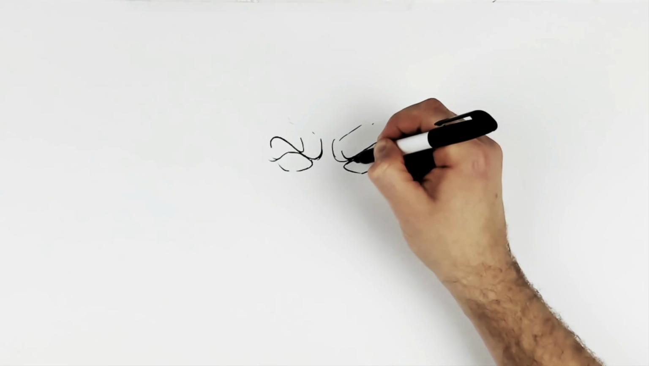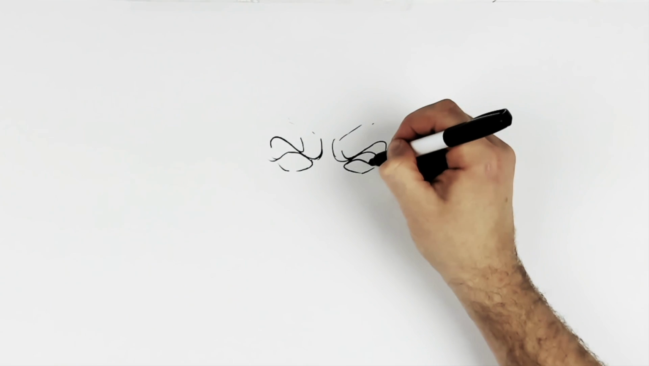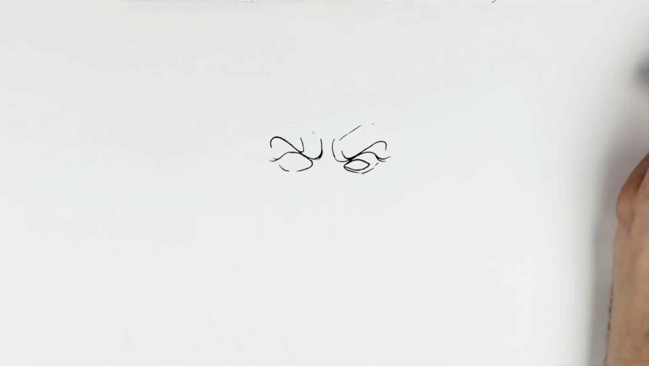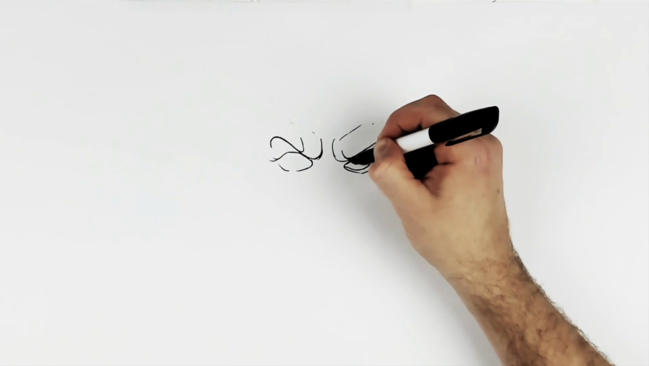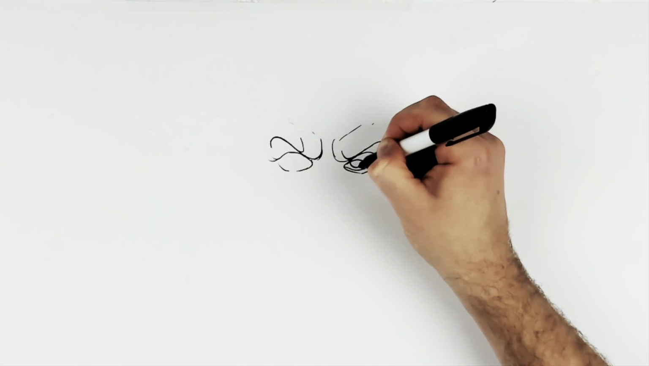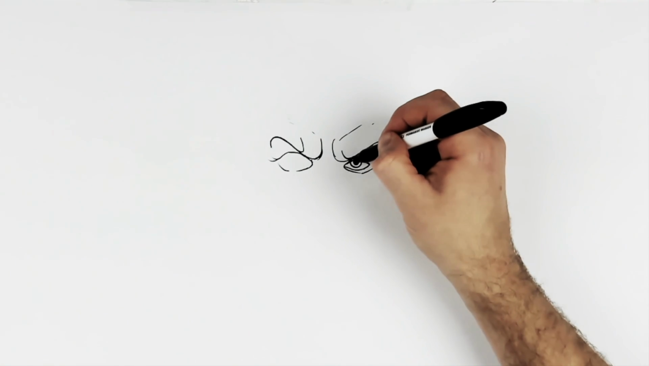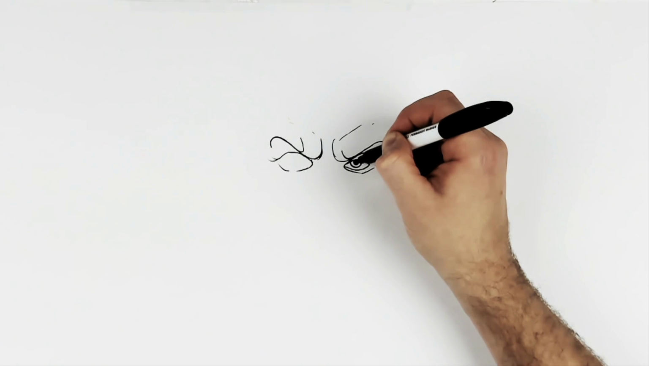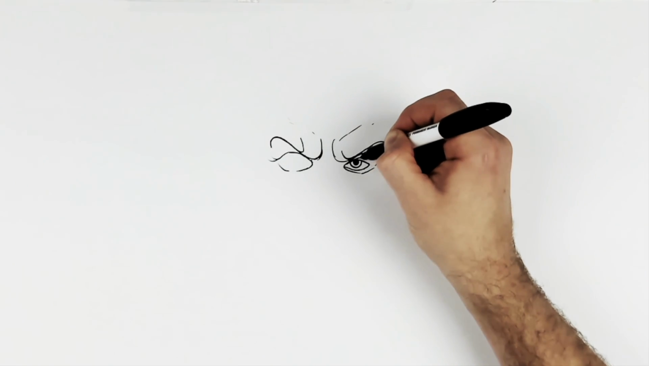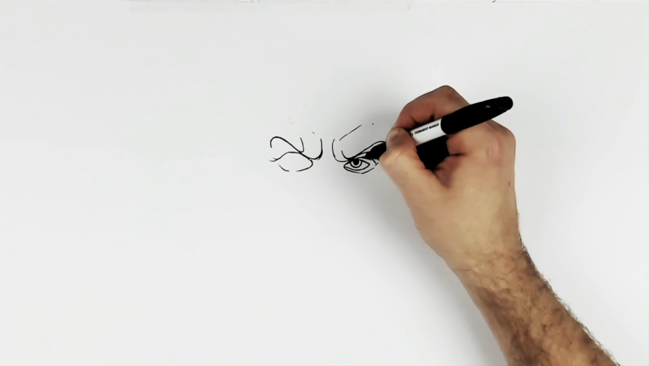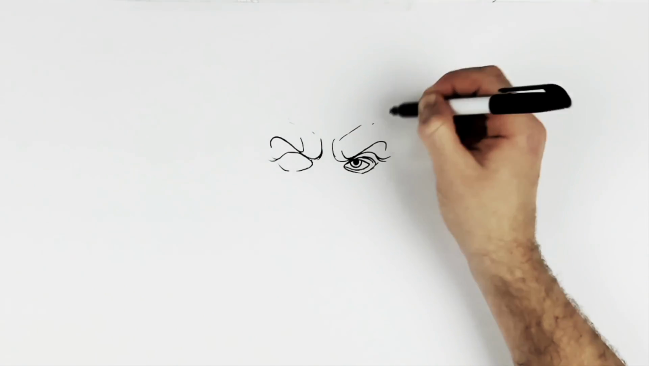So in the eye itself, just in here, it comes around and up into there. Now you can leave it white if you want, but in the movie, he does have an iris and a pupil visible. So like so. And then we have another line coming across here. Kind of like this.